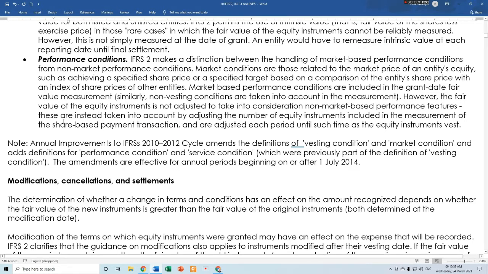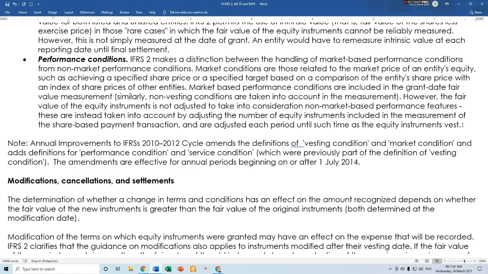So, nakalagay dito, these are instead taken into account by adjusting the number of equity instruments included in the measurement of the share-based payment transactions and are adjusted each period until such time the equity instrument vests. Okay? So, balikan natin, dalawa yan. May market-based performance condition which is going to affect the fair value of the shares. Okay? Tapos number 2, merong non-market-based performance conditions which will not affect the fair value of the shares or the share options or the equity instrument but will affect the number of shares that is going to be distributed or distributable to the recipients. Okay?